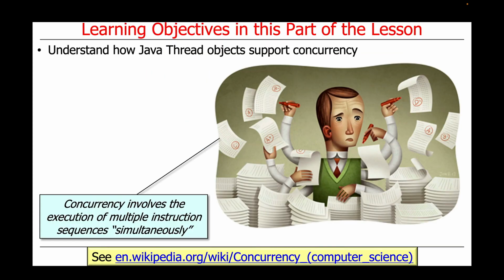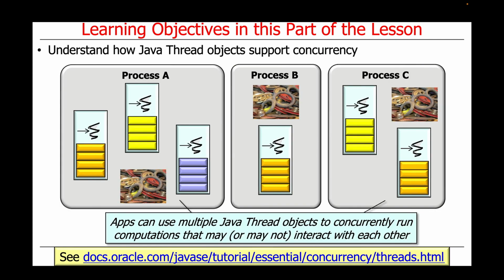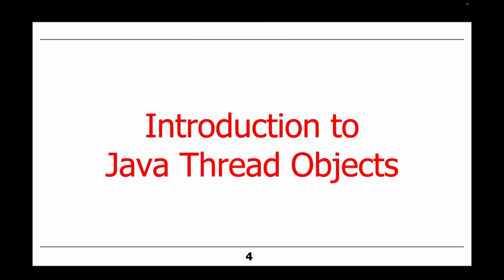In this part of the lesson, we'll first explain what concurrency is, which involves the execution of multiple instruction sequences simultaneously, which sometimes means literally at the same time, for example, on multiple processor cores, and sometimes means logically simultaneous, in other words, time sliced over a smaller number of processor cores. Applications can use multiple Java thread objects to concurrently run computations that may or may not interact with each other.